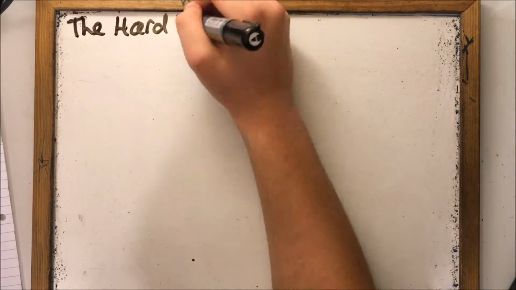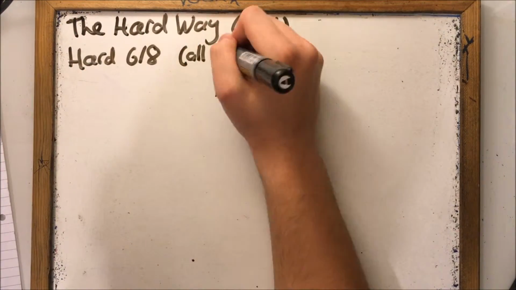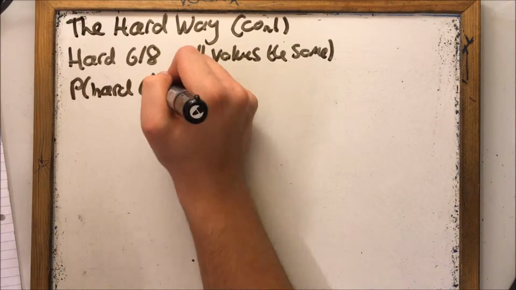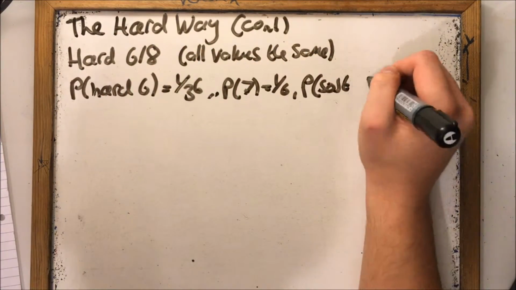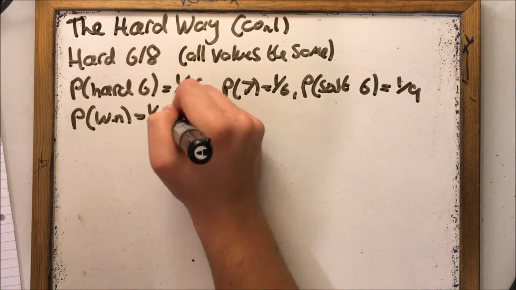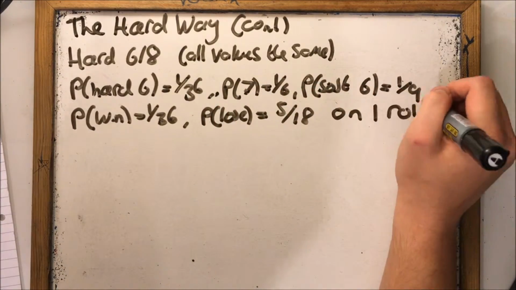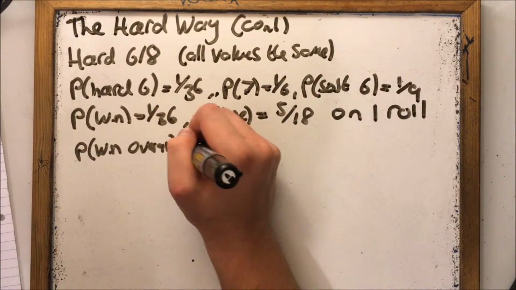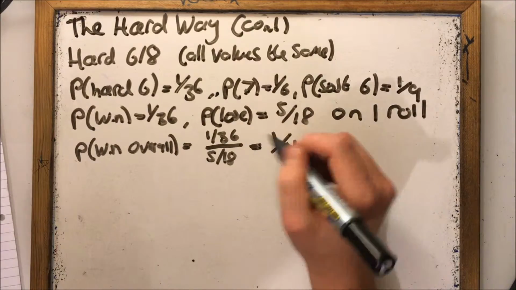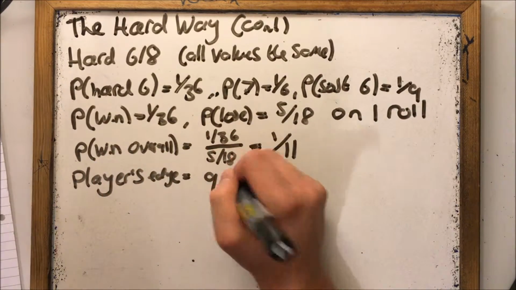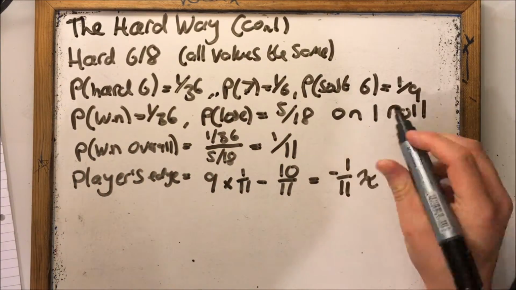Let's do the hard way for 6 and 8 first. As they both have the same probability and odds, we can treat them as the same. We have the probabilities for a hard 6, soft 6, and a 7, and can work out the probability of winning and losing in one roll. Using our formula for infinitely many rolls, we get the probability of winning is 1 over 11. As the payout is 9 to 1, this gives a player an edge of minus 9.09%.